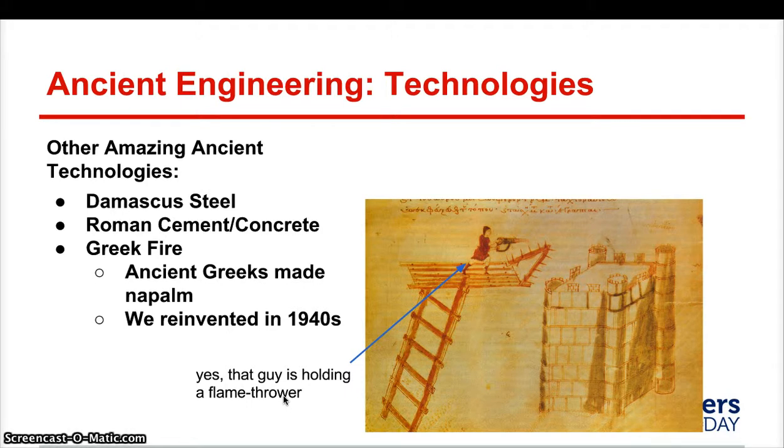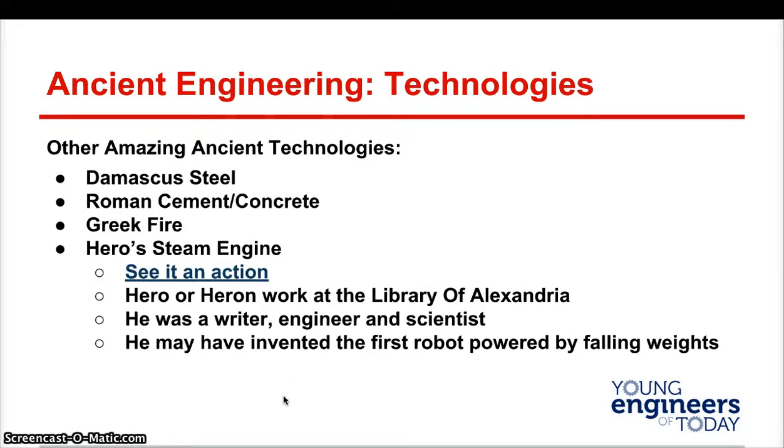All right. Now, Greek fire. Ancient Greeks made napalm. We reinvented it in the 1940s. Napalm is highly flammable and burns at a high temperature. And yes, this is a guy in the image using a flamethrower. Okay. All right. Here's some more.